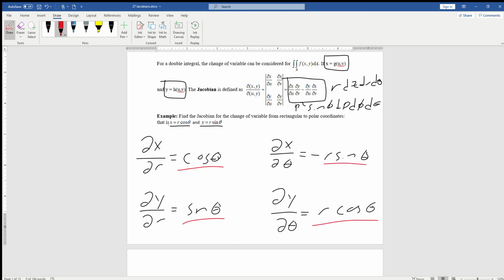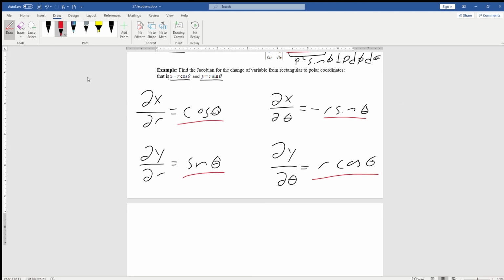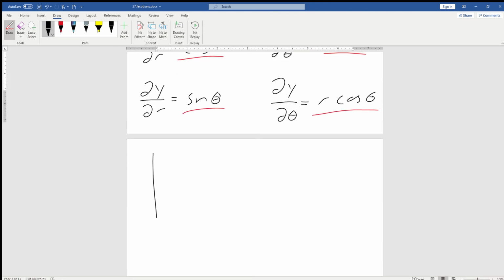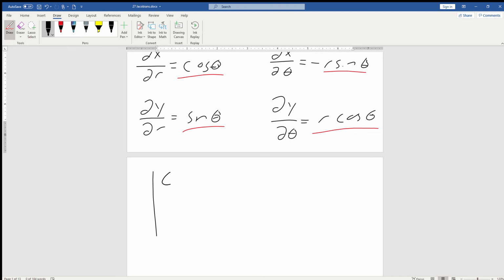and we're going to plug them into this determinant, except instead of u and v, we're going to use r and theta as our variables to plug in. Okay, so to be able to find the Jacobian, we're just going to make a determinant. And remember, we had cos theta, and we had negative r sine theta. We had sine theta, and then we had r cos theta.